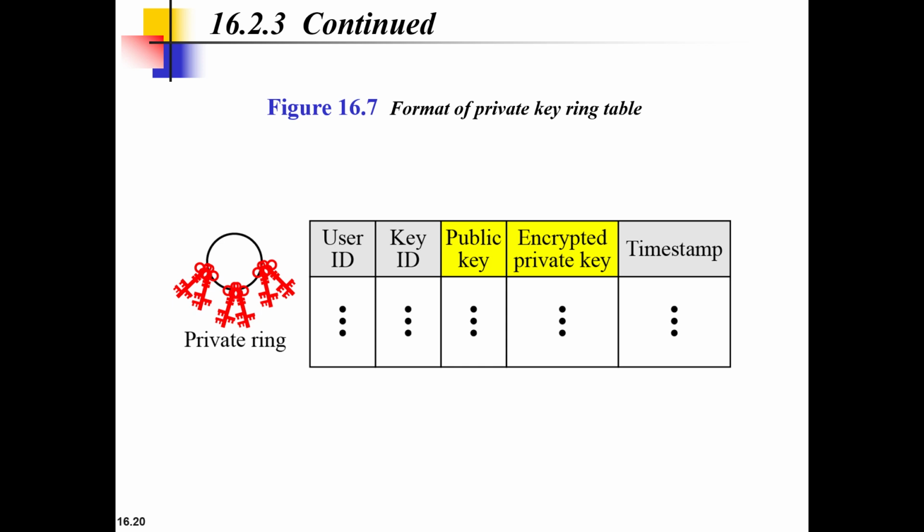The user ID is usually the email address of the user. The key ID is a column which uniquely defines a public key. Public key, this column lists the public key belonging to a particular private key, or either of the public key pair. Encrypted private key, this column shows the encrypted value of the private key in the key pair. Next, timestamp, this column holds the date and time of the key pair creation.